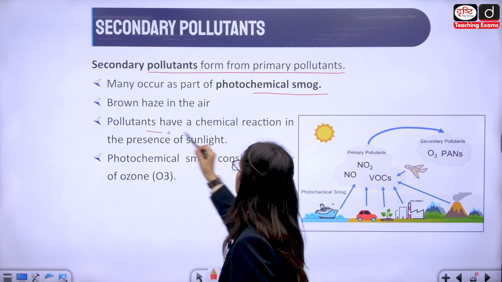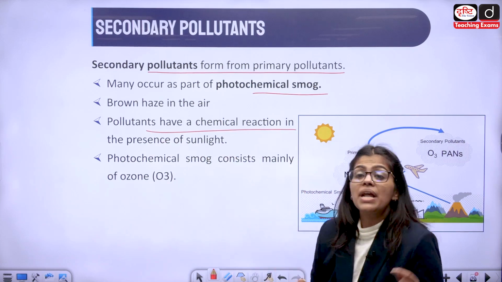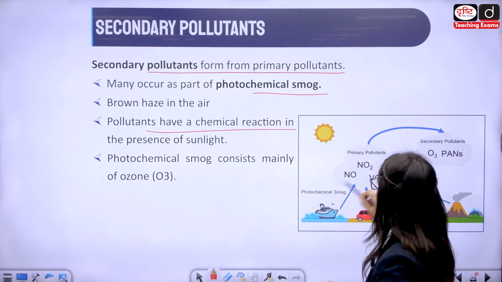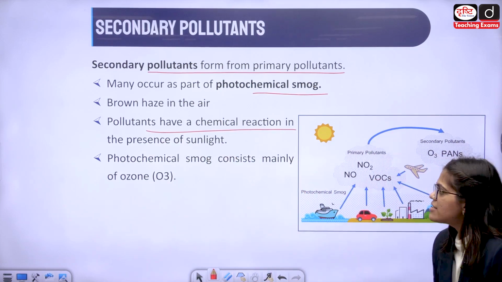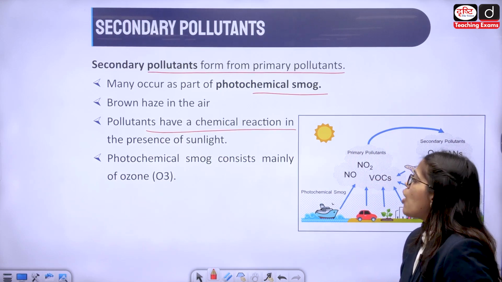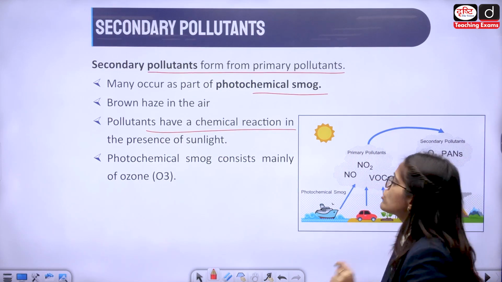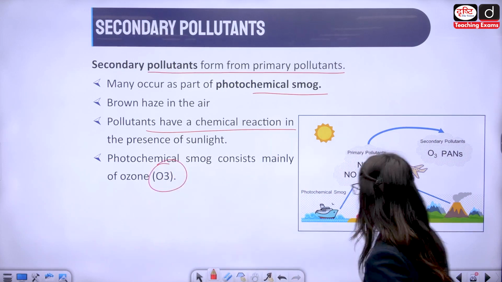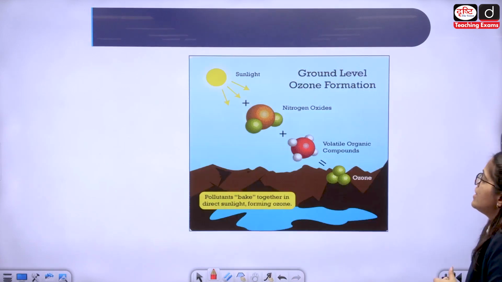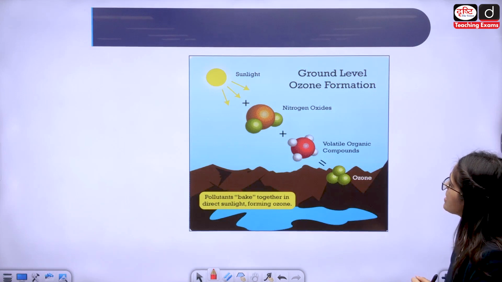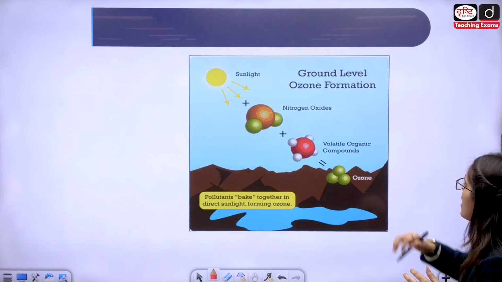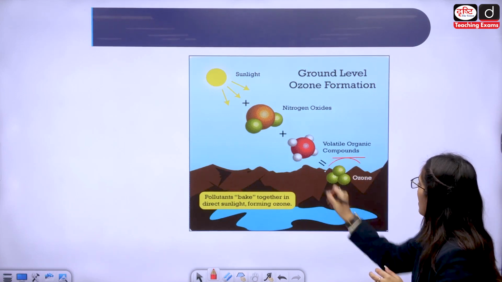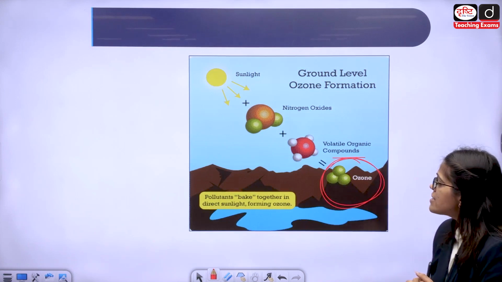The pollutants have a chemical reaction in the presence of sunlight. Photochemical smog consists mainly of ozone, that is O3. Let us look at this picture. There is sun, there is nitrogen oxide, and out of this VOCs are there, and your ozone, that is O3, is created.